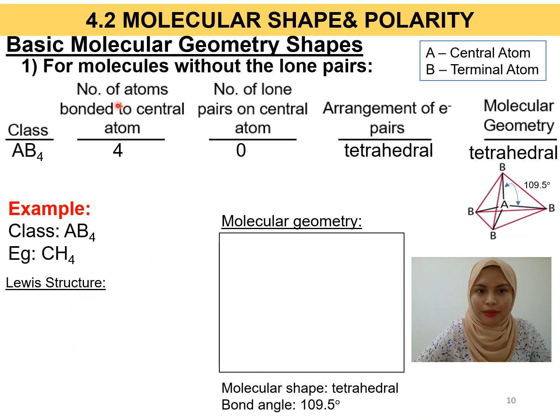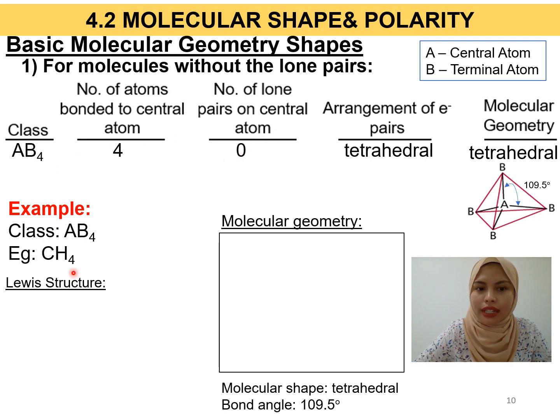Okay, the next basic molecular geometry shapes that you need to know ialah shapes tetrahedral. Macam mana shapes tetrahedral ni? I know that is quite new to you, but don't worry. So, molekul apa yang ada shape tetrahedral ni? Molekul yang di mana dia tergolong di dalam kelas AB4, di mana dia hanya ada satu central atom, 4 terminal atoms, and again, dia tiada langsung lone pair on the central atom.